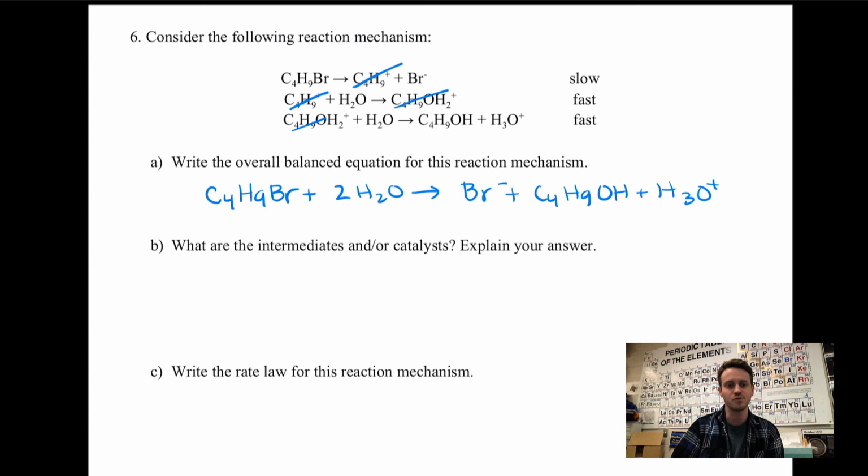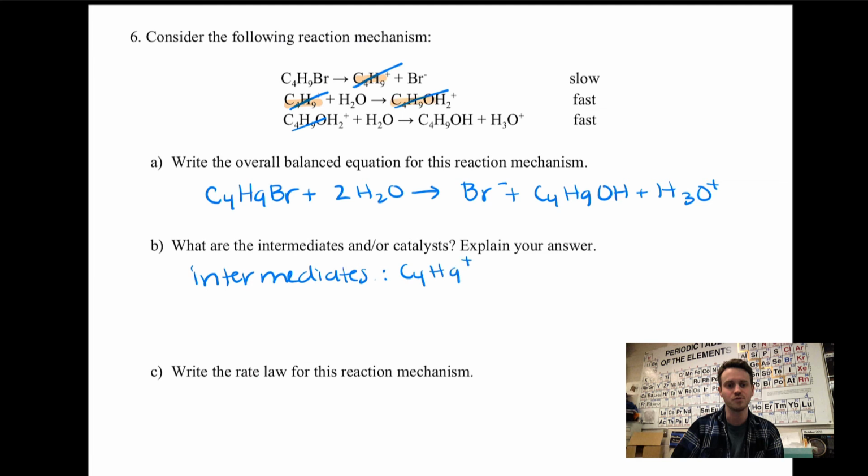Part B says, what are the intermediates and or catalysts? So intermediates are things that are produced in an early step and then consumed in a later step. So here, this is produced in an early step and consumed in a later step. That would make this an intermediate. So that's C4H9 plus.